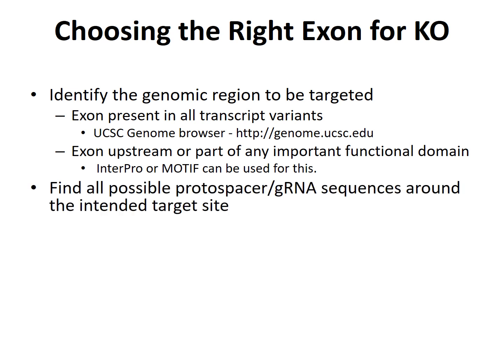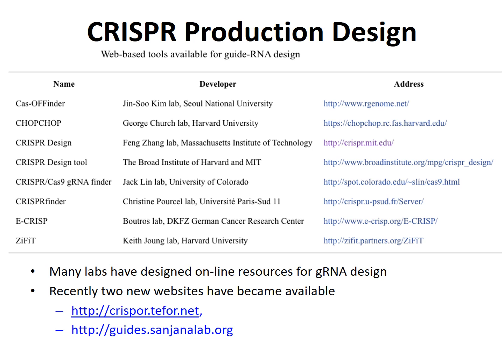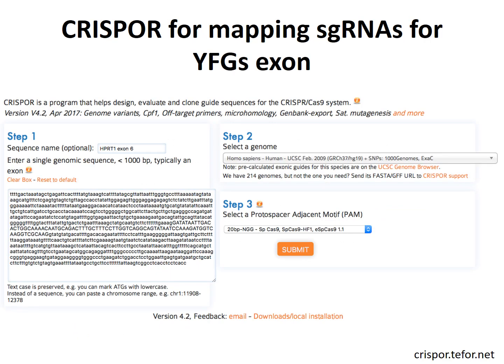And another important point is that you want to find all the possible protospacer or guide RNA sequences around the intended target site. Many labs have designed online resources for this, shown here, but I'm going to be focusing on a couple of new websites that have become available recently, CRISPOR and GUIDES.